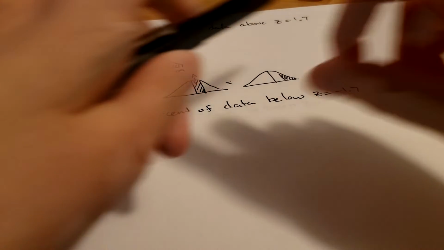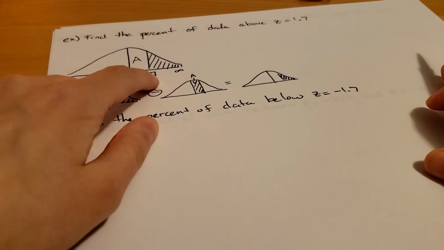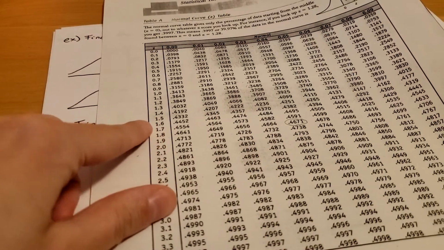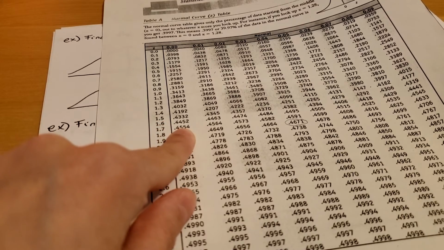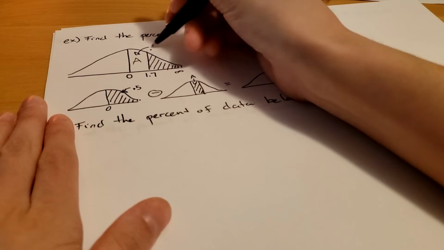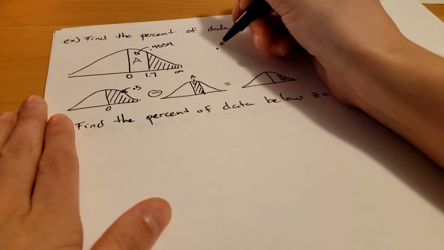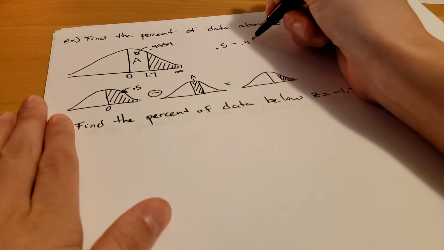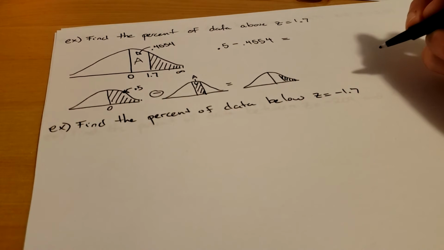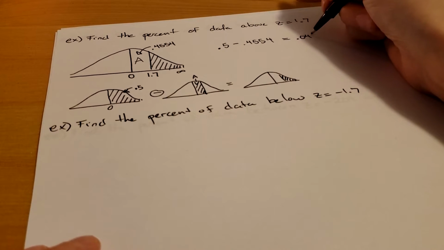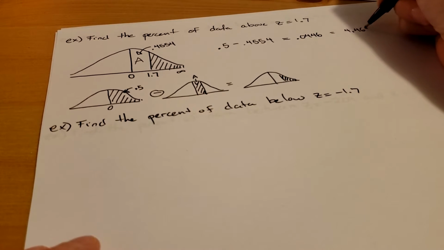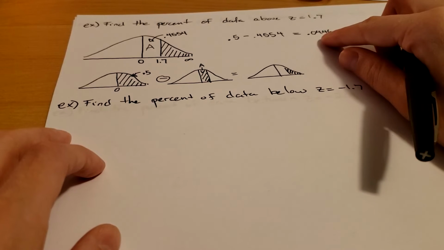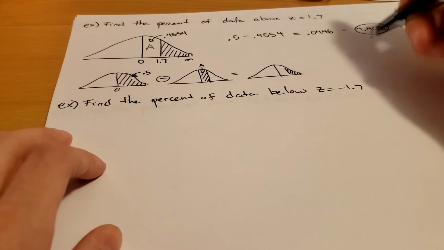So we'll go back to our table and first find the area between 0 and 1.7. If we go directly to 1.7, there's no other decimal after it, it's 0.4554. And then we'll do 0.5 minus 0.4554, and we end up with 0.0446, or 4.46%.